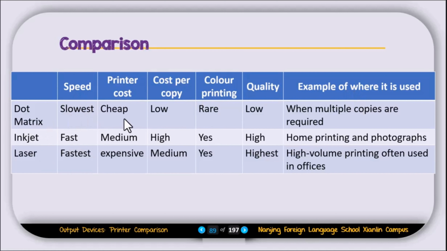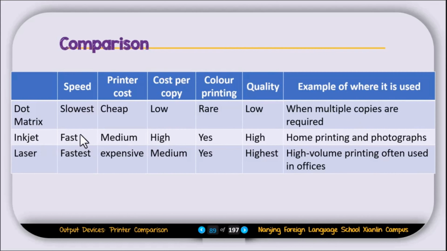The speed is the slowest. Next, the printer cost is cheap. Cost per copy is low. And color printing is rare, as most of these printers don't print in color. The quality of print is low. As for where it is used, when multiple copies are required and you need to print multiple copies of the same document, then we use the dot matrix printer.